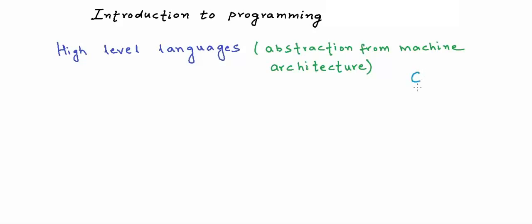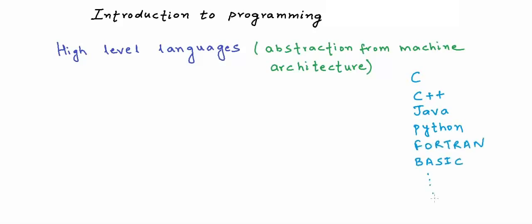We have C. Finally, I took the name of C after so long. We have C++, we have Java, we have Python, and a couple of old ones like Fortran, Basic, and the list goes on. Fortran was the first high-level language developed by IBM. Now, even with high-level languages, we cannot skip the basic rule that finally the instructions that will be executed have to be in machine language.